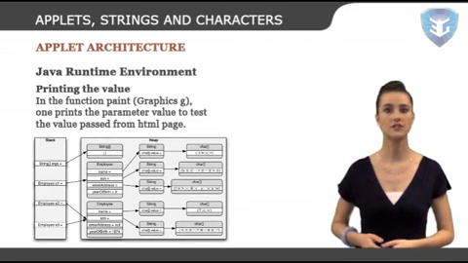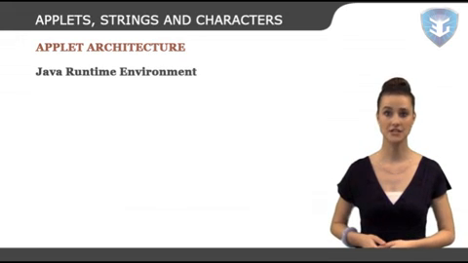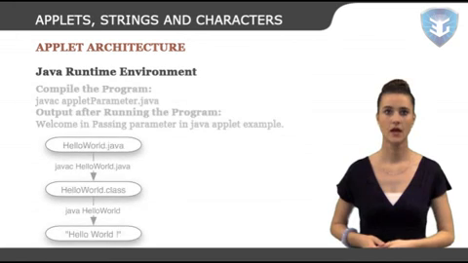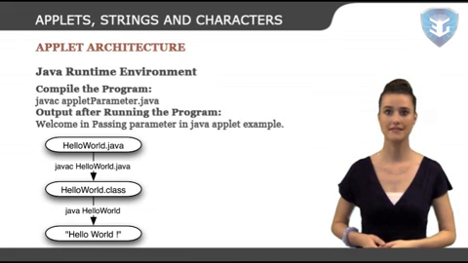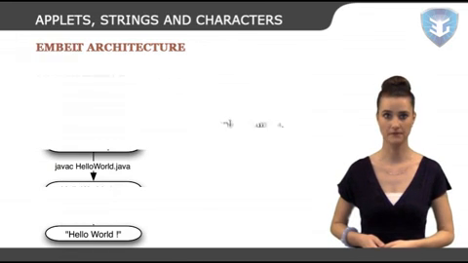Here is the code for the Java program. And here's the code for the HTML program. Compile the program by javac AppletParameter.java. The output after running the program will be "Welcome" in passing parameter in Java applet example.